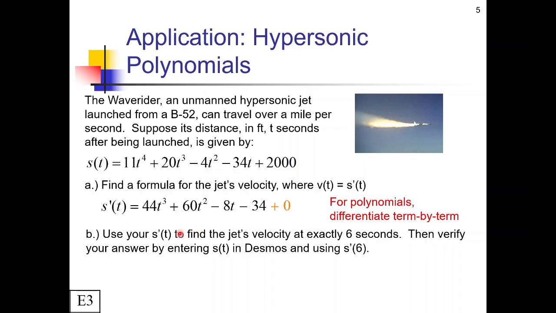In the first way, you're going to take this s prime that you just came up with, make a new name for it, something that doesn't have a prime, and put that in Desmos and then plug 6 into that and see what you get. And then after you do that, you're going to verify that this is actually the correct formula by writing the s of t that we gave you here in Desmos exactly the way it's written here, and then doing s prime of 6 to take the derivative of this at 6. And let's see if we get the same answer.